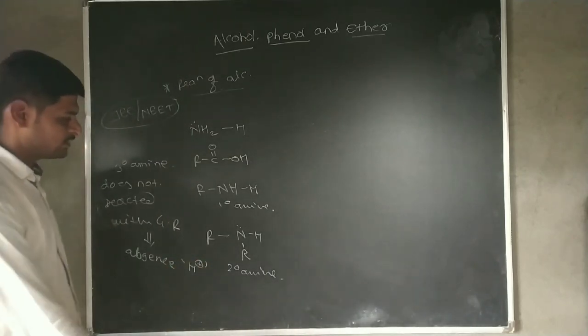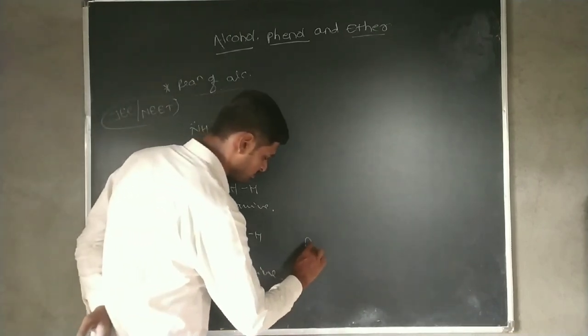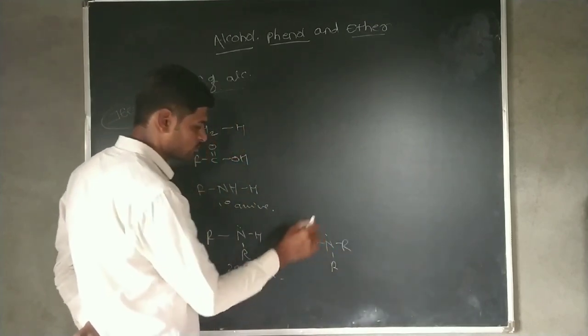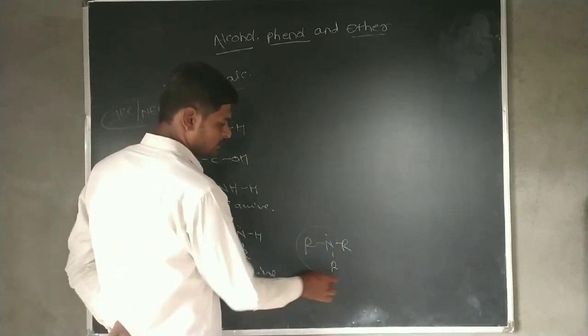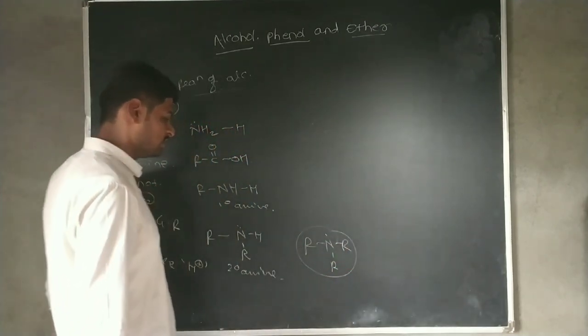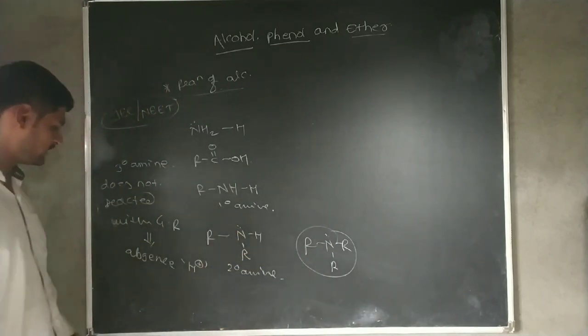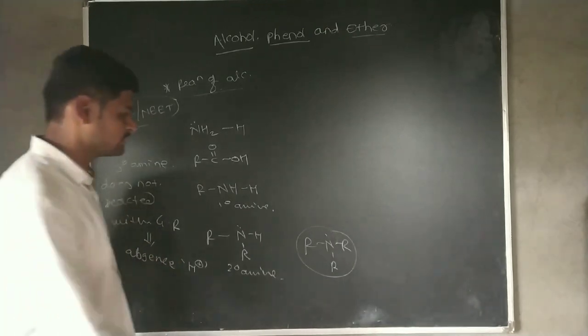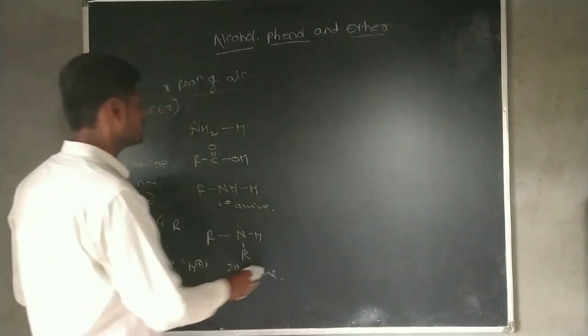Okay. In case of tertiary amine, the structure is R3N, where three alkyl groups are attached to the nitrogen atom. Here the H plus ion is also absent, therefore the tertiary amine does not react with Grignard reagent. Therefore only primary and secondary amines react with Grignard reagent.